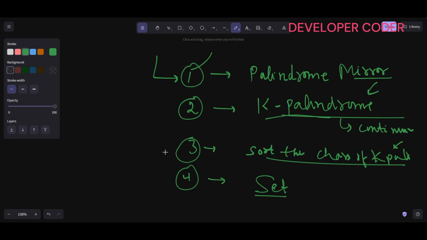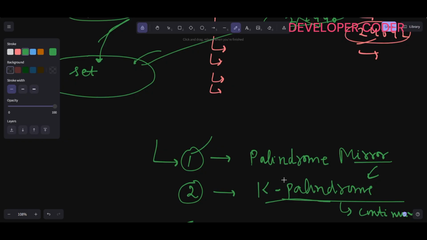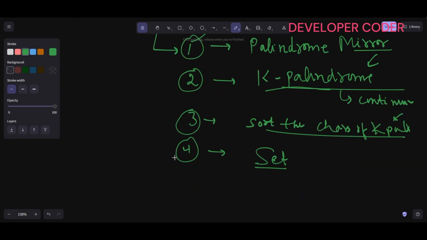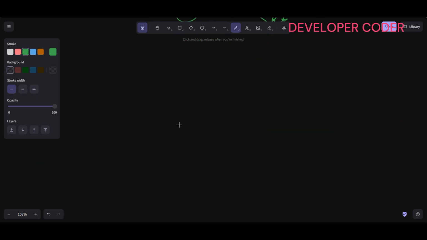Now in the set we have added everything. Inside the set I will check all the numbers. We already know that they are k palindromics. So let's suppose I have this number 24642. How am I going to calculate the different numbers, the good integers, that I can generate? For this particular number, I know that formula: 5 factorial, 2 factorial, 2 factorial, and 1 factorial I have calculated. So we are getting nothing but 30, right?